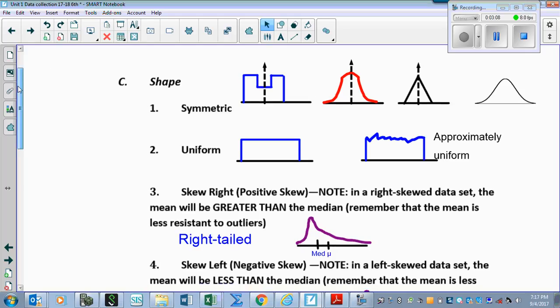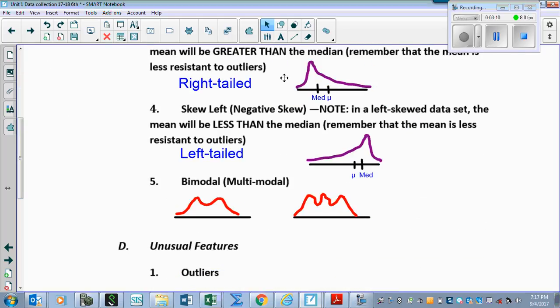But when we have a skewed distribution, the outliers pull the mean more than they pull the median. So on a right-tailed or right-skewed distribution, the mean is greater than the median. On a left-skewed or left-tailed distribution, it works the same way. The mean gets pulled more than the median, so the mean is less than the median in a left-tailed distribution.